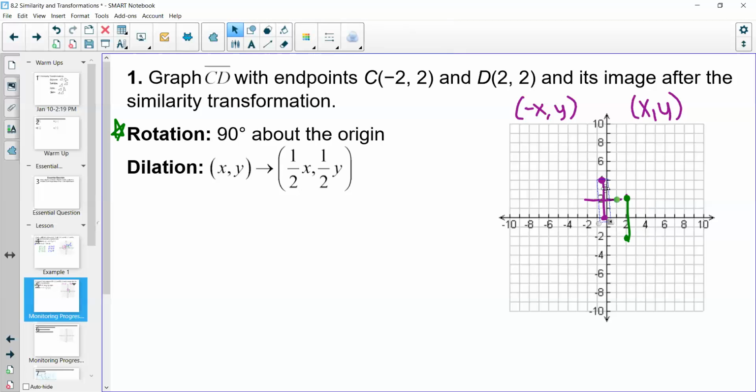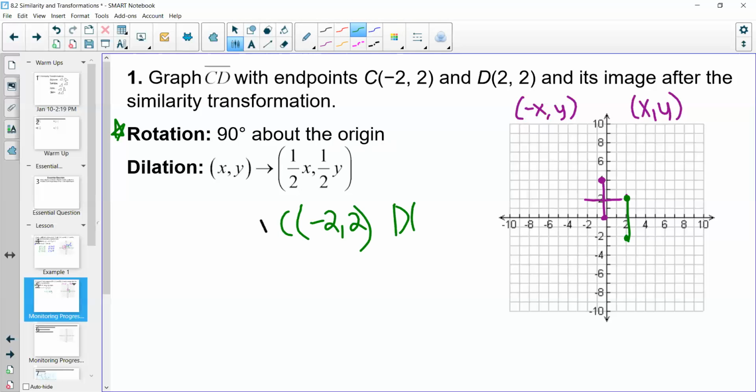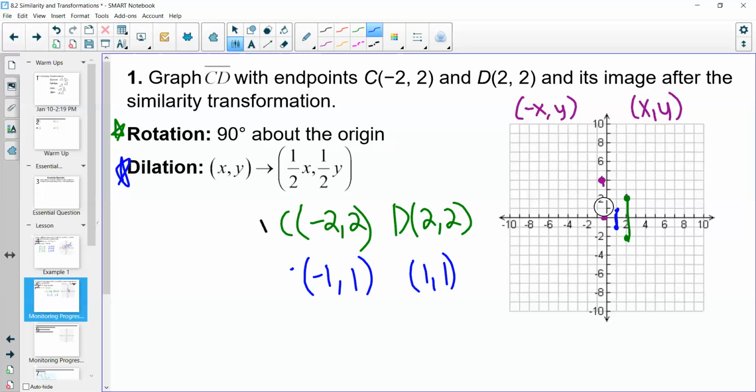Now what we need to do is dilate it. So when we dilate it, we're actually going to multiply each piece by 1/2. So we've got our points negative 2, 2 is our original one, and our other one is 2, 2. And so as we adjust this to our blue one, we're going to have half of that. So this would be a negative 1, 1, and a 1, 1. But remember, we've rotated it. So actually, it's just going to go right here. Okay, so this is our final one there.